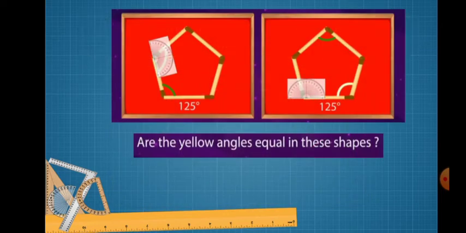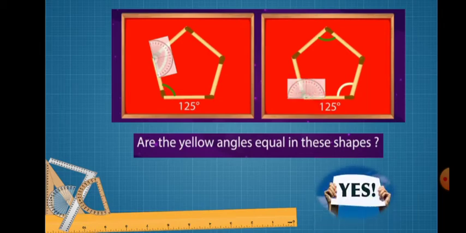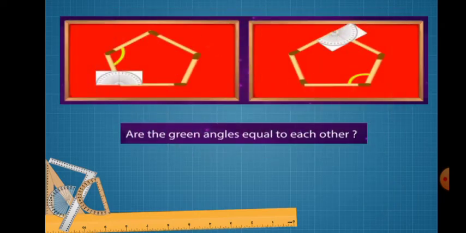Are the yellow angles equal in these shapes? Yes, these two angles measure 125 degrees. Yes, these angles are equal in these shapes. Are the green angles equal to each other? Yes, both of them measure 100 degrees.